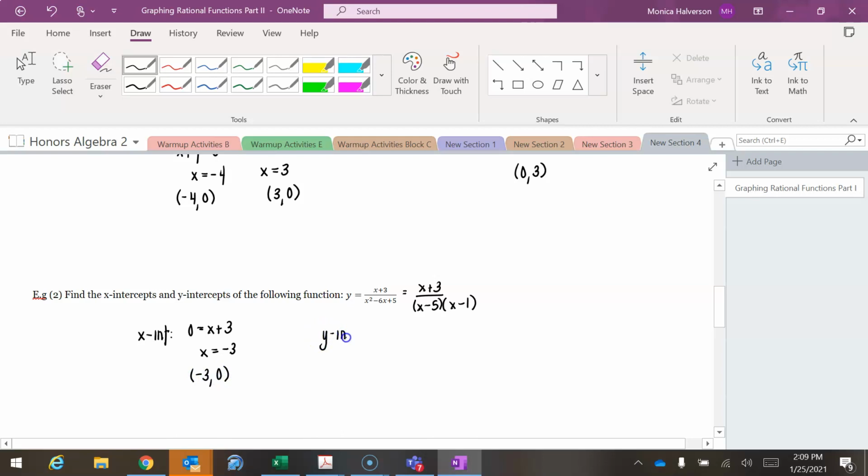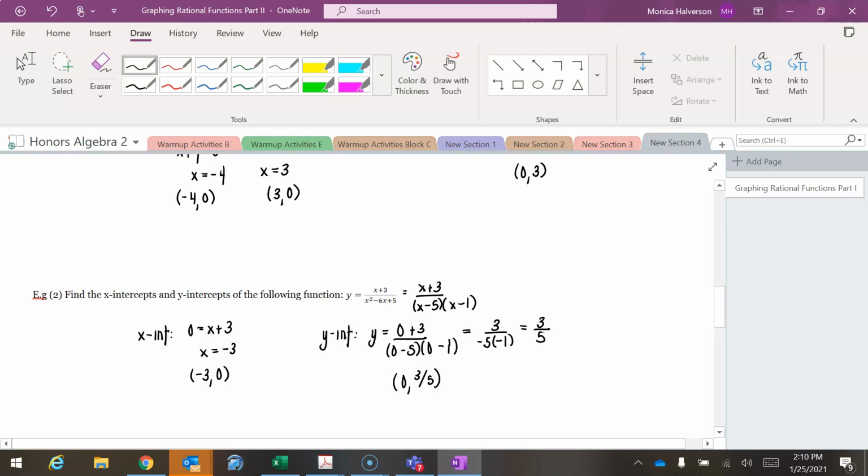To find our y-intercept, okay, we are going to plug in 0 for every x. And we get 3 over -5 times -1. And so we get 3/5. So our y-intercept is 0, 3/5.